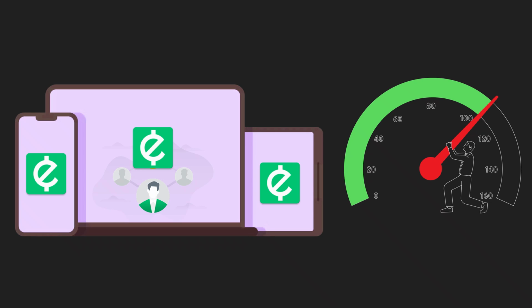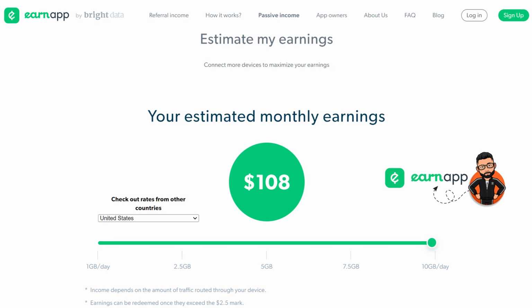Remember to install the application on multiple devices on different networks or IP addresses. The more the networks and devices, the more you earn. It is important to avoid having more than one device on the same network. If you want to know how much you can earn using the application, you can get a ballpark figure by using the income estimator on their website. Your earnings may, however, differ based on several factors.